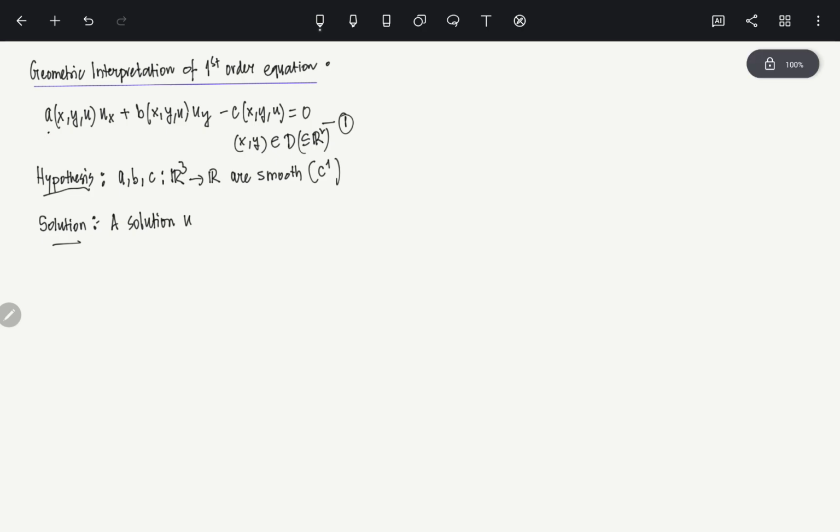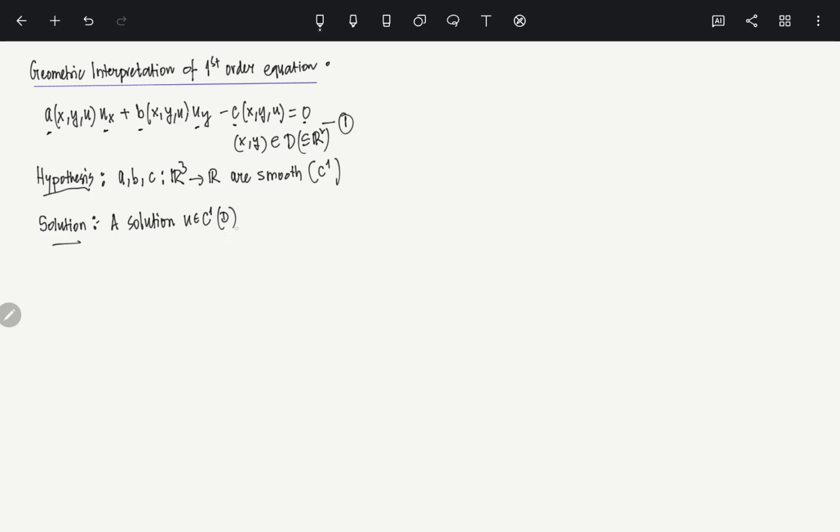If u is C1, ux is continuous, and this is C1. Again, c is C1. So the whole thing is definitely continuous, which is equal to 0. So 0 is a continuous function, right? So you can assume u is C1. Of course, you can assume it is C2 also. It's not an issue. But for all purposes, we are going to assume it is C1 on D. Now, it is not guaranteed that we can find a solution in the whole of D, but still this is the general notion which we are going to start with.